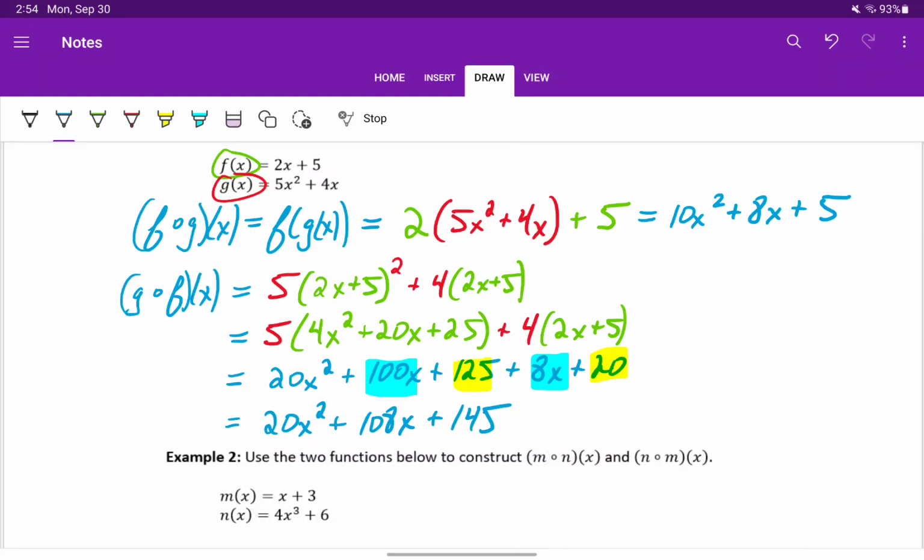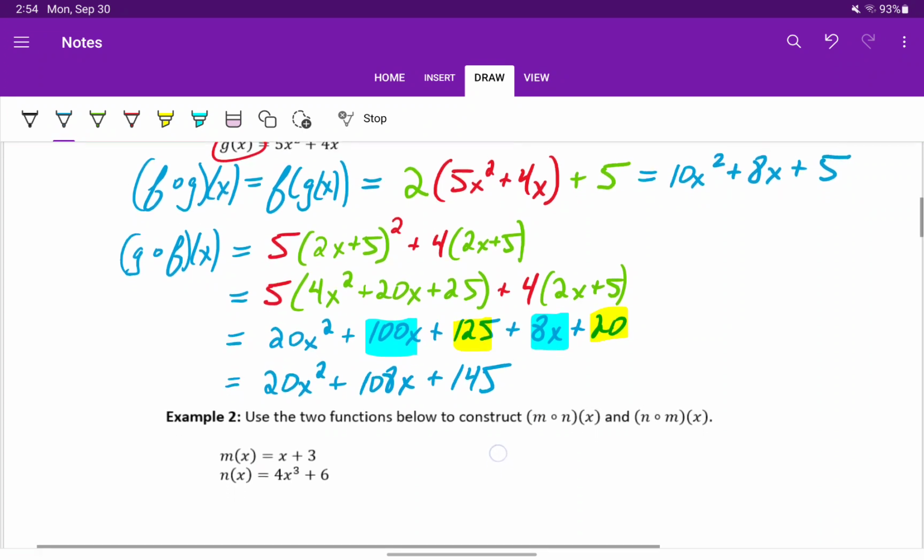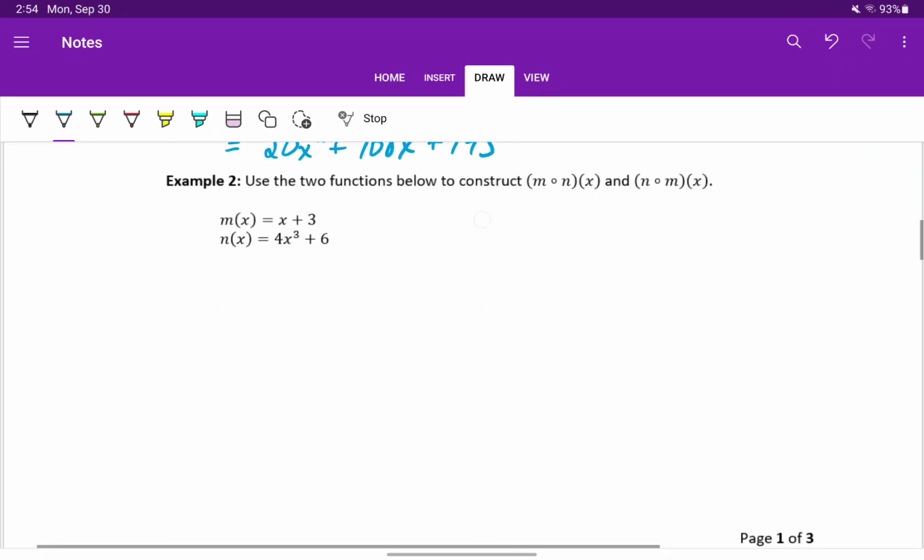Notice that f of g of x and g of f of x are different results. They can turn out to be the same, but in many cases they'll be different from one another. Let's work through one more example of that in part 2 here. We want to find m of n of x and n of m of x. Even though we're using different function names, it's the same idea.